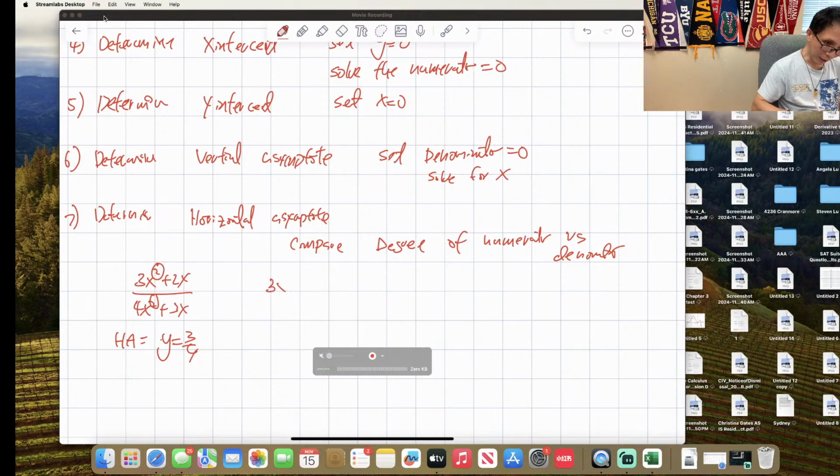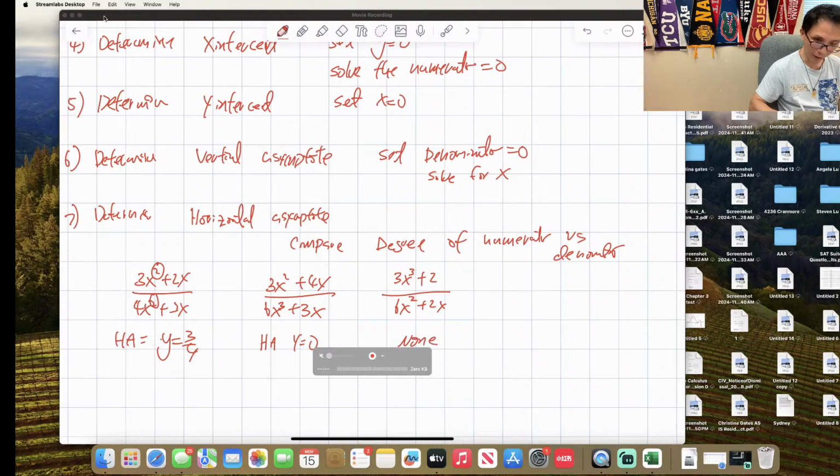What if you have 3x squared plus 4x over 6x cubed plus 3x? What is the horizontal asymptote here? 0. Because the numerator has a lesser degree, it's going to be y equals 0. Now, do you have any horizontal asymptote here? No, so there is no horizontal asymptote.